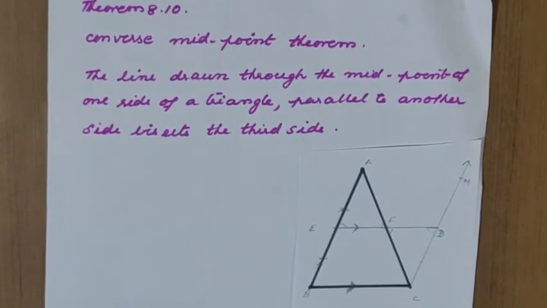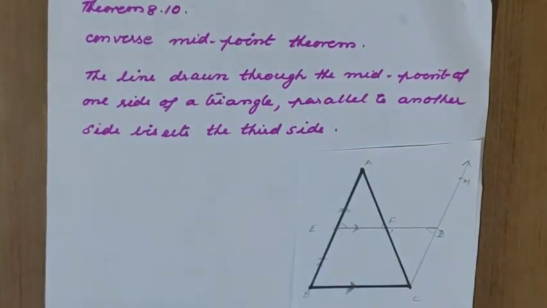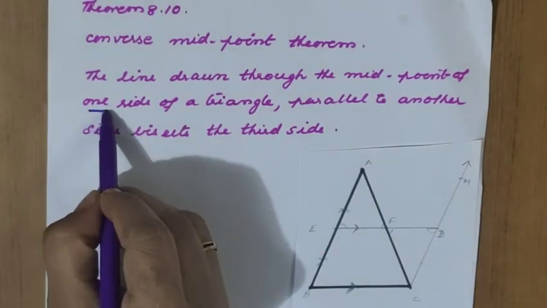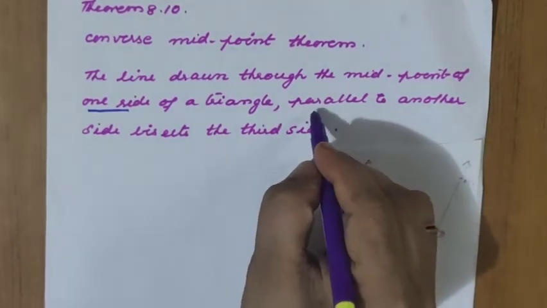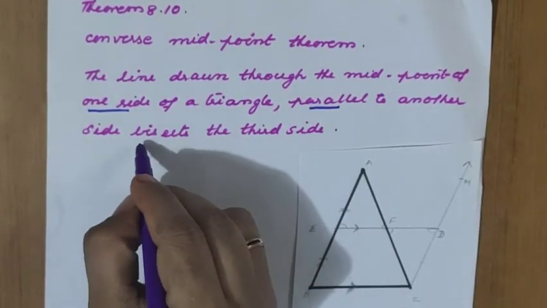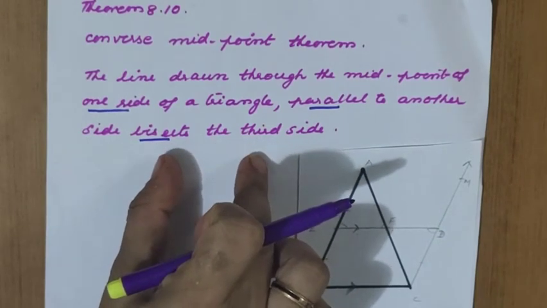So the midpoint theorem we have seen last class. Now we have to study about the converse midpoint theorem. The line drawn through the midpoint of one side of the triangle parallel to another side bisects the third side. So in this statement itself you can see that all three sides have one duty or another. The line drawn through the midpoint of one side, parallel to the second side, bisects the third side. So this bisects the third side only we have to prove now, right?